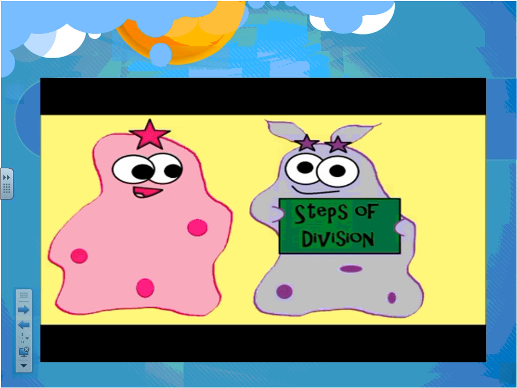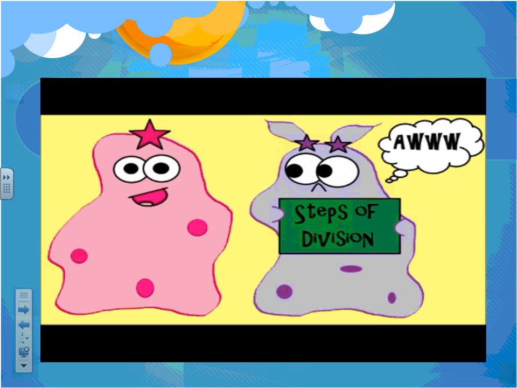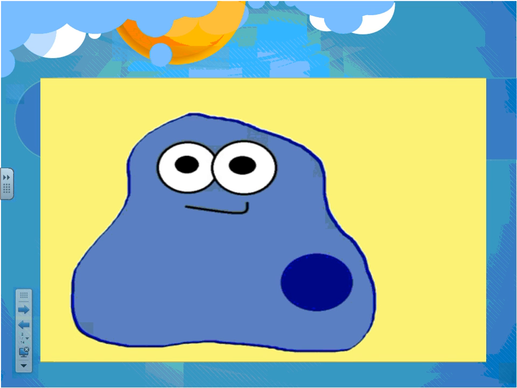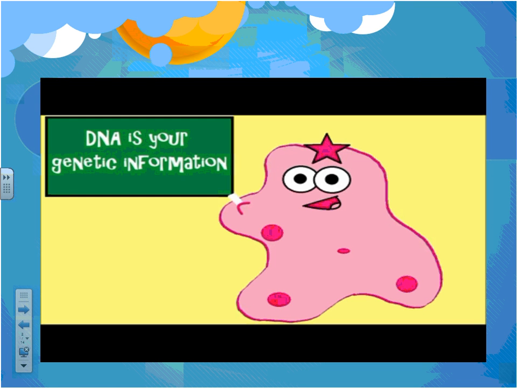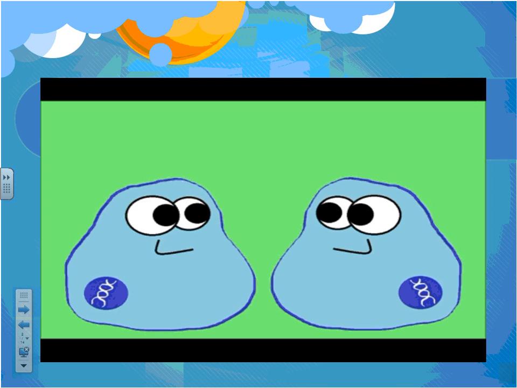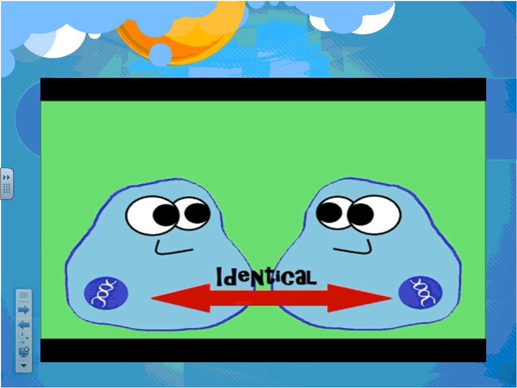Before we get into the steps of division, it's really important to understand that your cells have something inside them, an organelle called the nucleus. And the nucleus holds your DNA. DNA is really important because it's your genetic information. And if you're going to make more cells, you need to have the same DNA in those new cells as you did in the original cell. You want it to be identical, no mistakes.